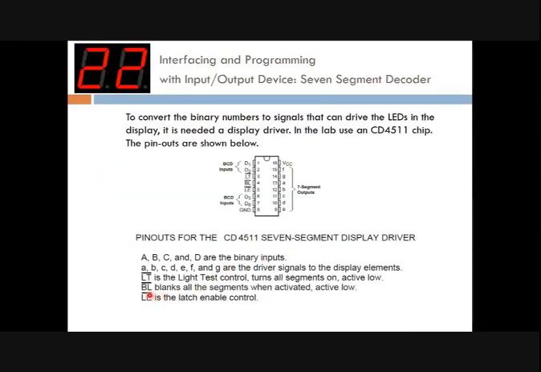And then BL, blank. The LT turn on, BL turn off, blank when activated, also active low. So you need to give 0 to turn on, for LT and also BL.